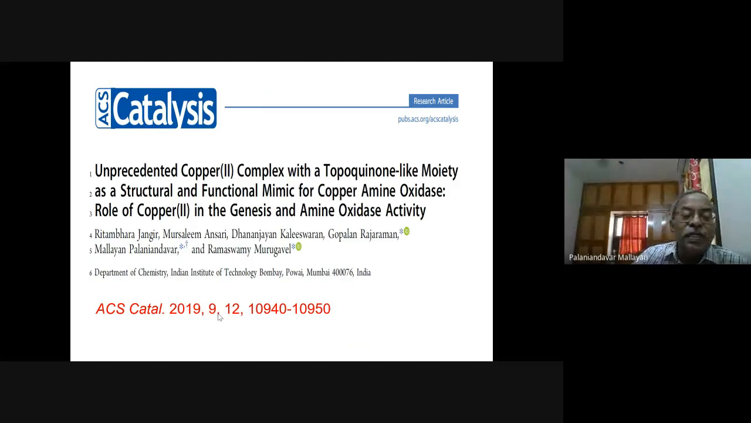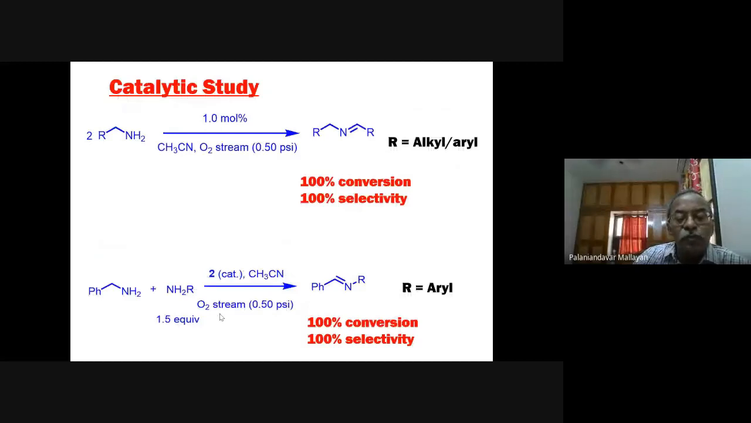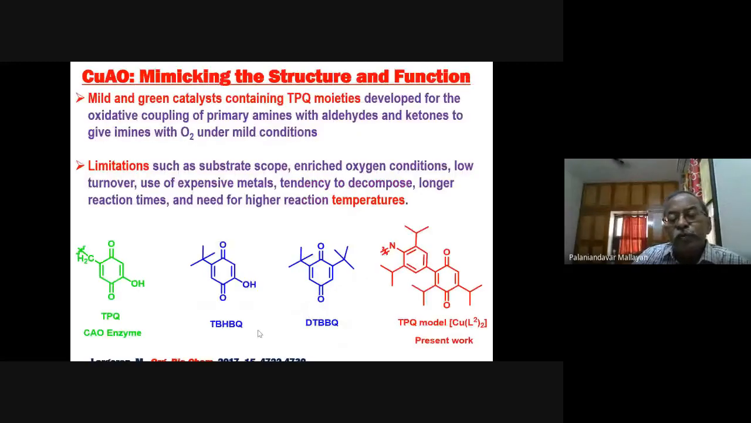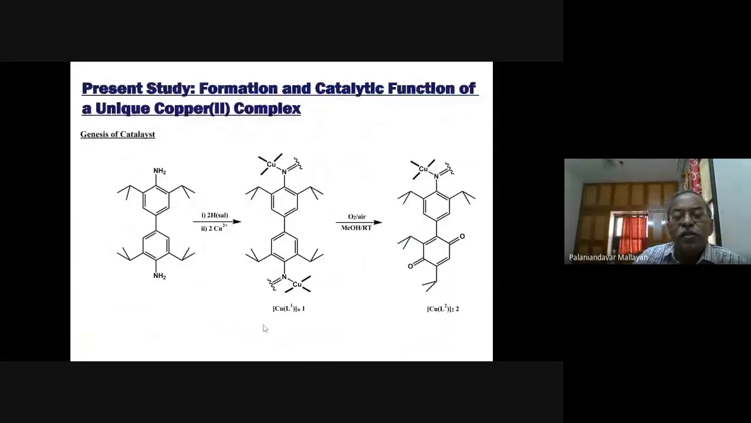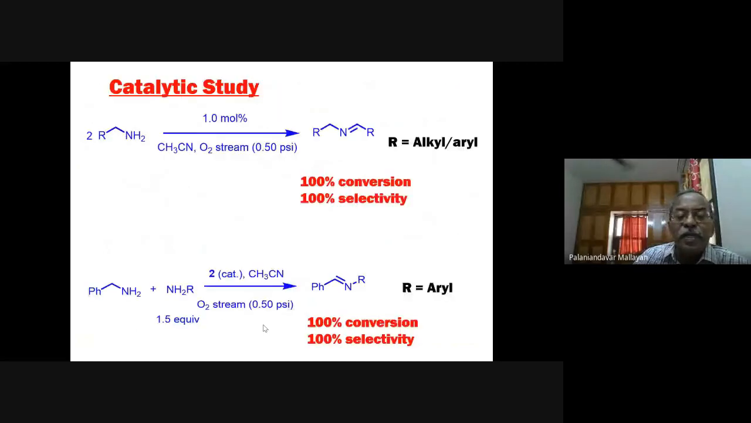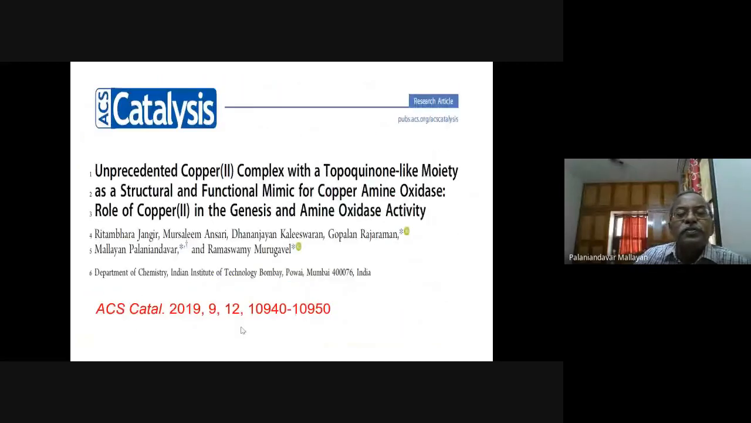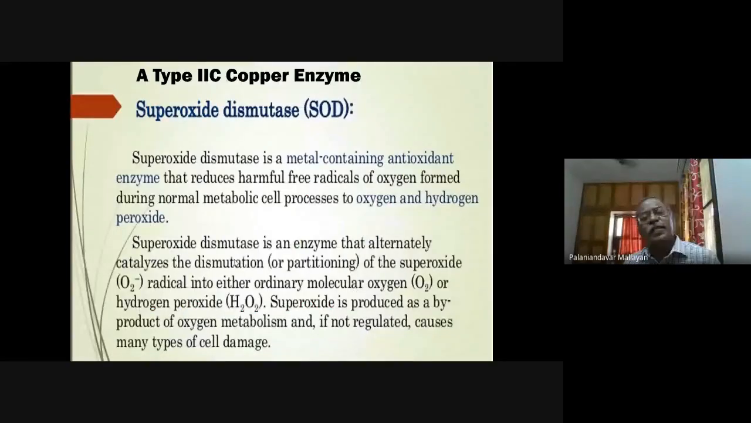In fact, Largeron, after looking into our paper, wrote to me that we should be able to collaborate further on these types of copper amine oxidase enzymes. So the other type 2 copper enzyme is superoxide dismutase.